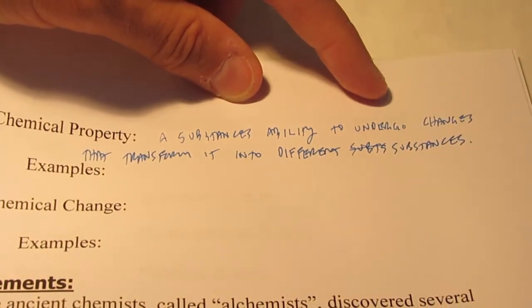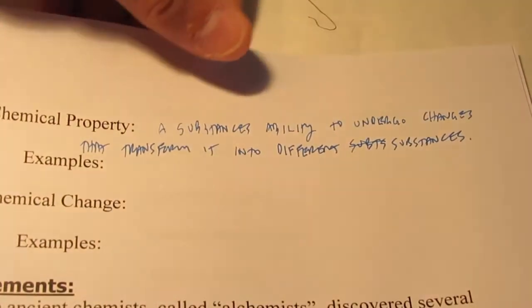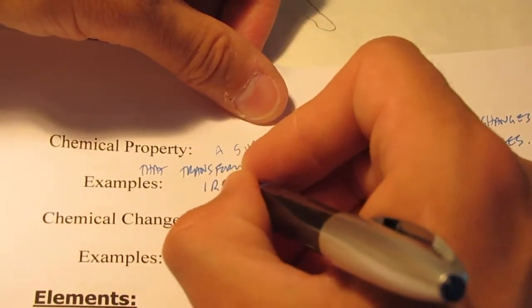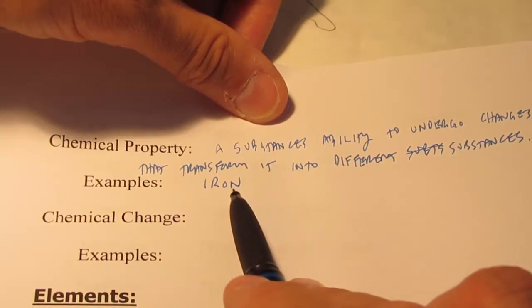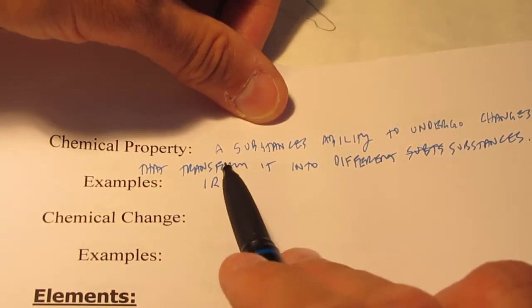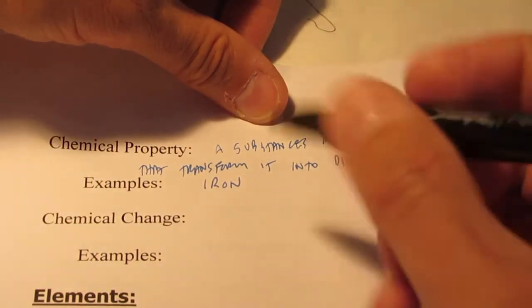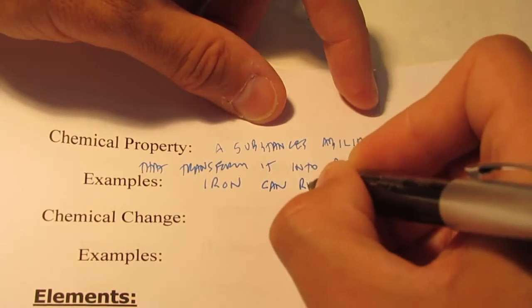Now that sounds a little bit confusing, doesn't it? Let me just give you a couple of examples and you'll say, okay, that makes sense. A chemical property of iron. We have a substance, iron. What does iron have the ability to do that can actually transform it into something that's different chemically? Well, I claim that iron can rust.